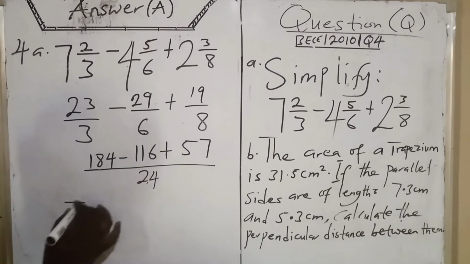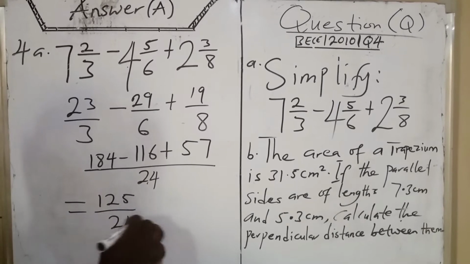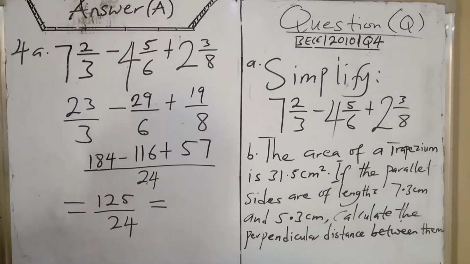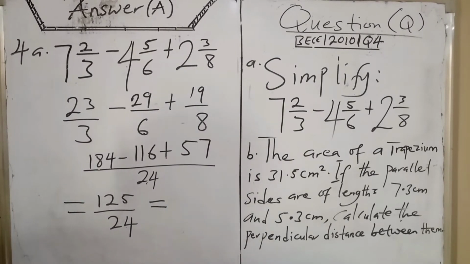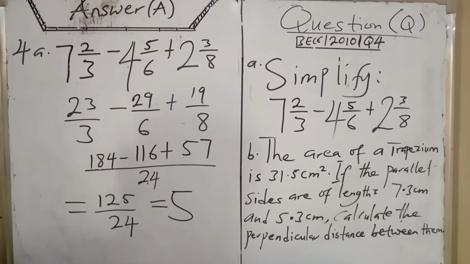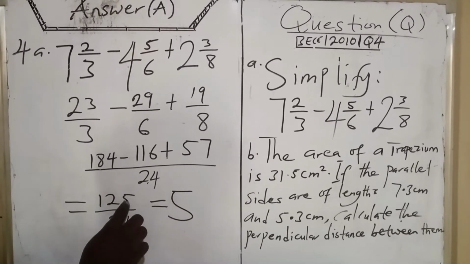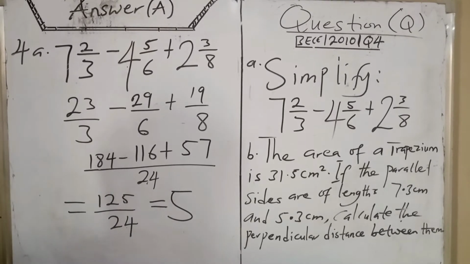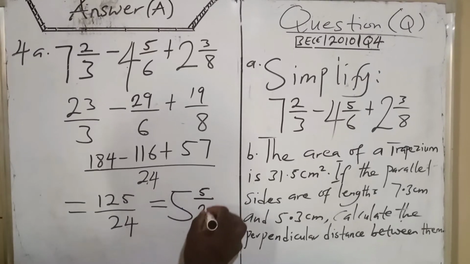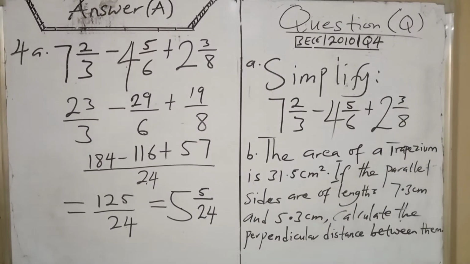So here we have 125 over 24. Let's write this as a mixed fraction. 24 will enter into 125 five times, because 24 times 5 gives you 120. So the remainder is 5. That will be 5 5/24. That is how we answer the first part of the question.